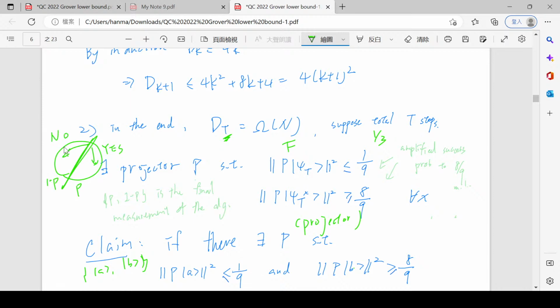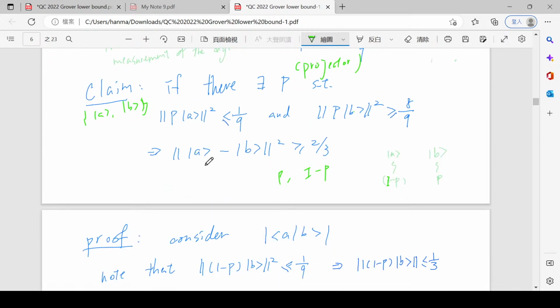The only tricky point here is that this is 1, not 1 and 0. With 1 and 0, it is very obvious that the no instance and yes instance are just orthogonal to each other, and the distance should be 2.